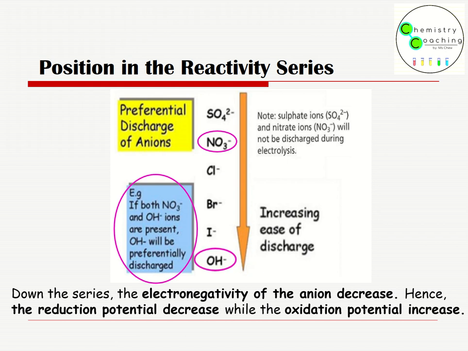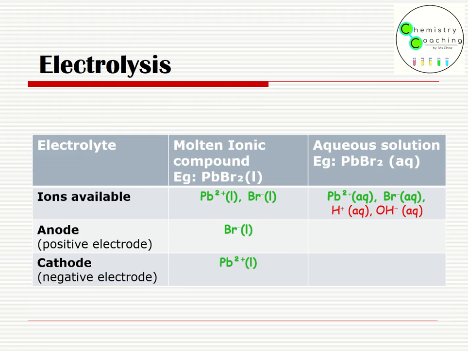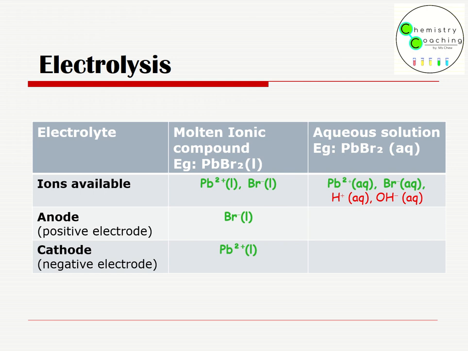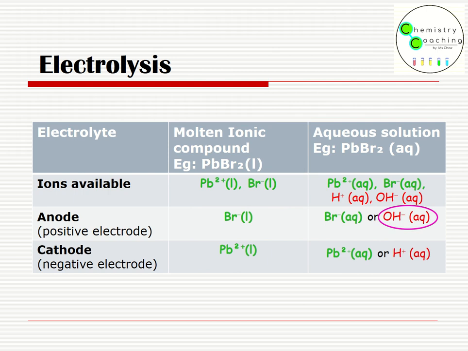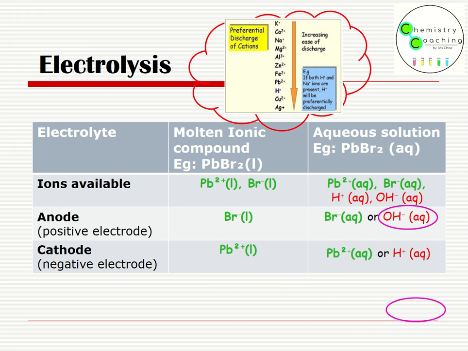So let's go back to our electrolyte solution using PbBr2. So in this case, for anode, it will be the OH- that gets selected as the position of the OH- is at the bottom of the series. Similarly for cathode, it will be the H+ ion.